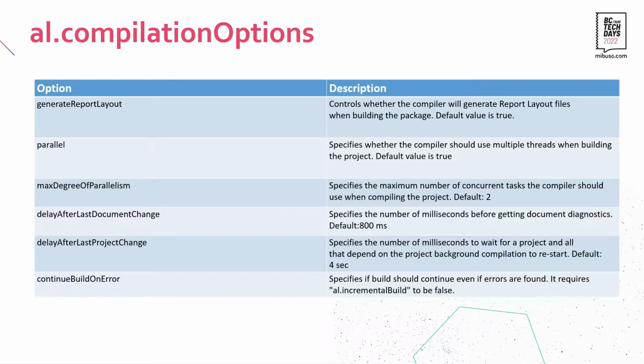Have in mind that after last project change has to be always bigger than after last document change. And then the last one, continue build on error. That was introduced by request by you guys, by the community in GitHub. It is related to how we actually compile projects. Whoever is familiar with compilers, you know that we need to first parse the file and then move to other stages. And I remember the exact request was that you weren't getting all the errors.